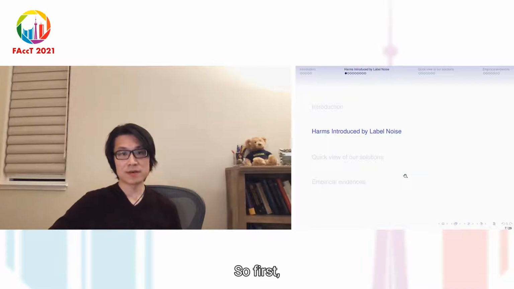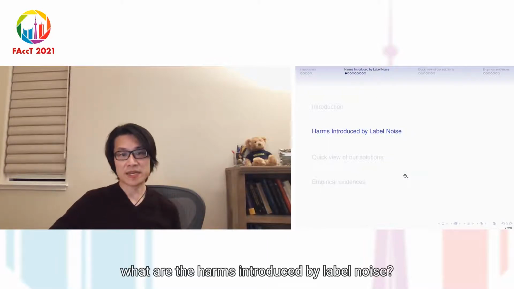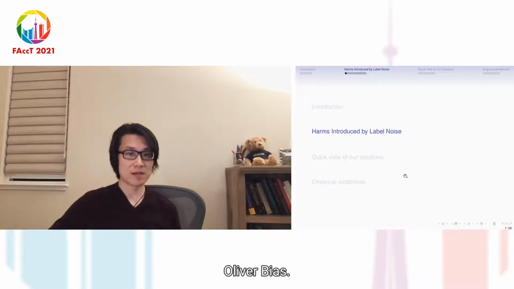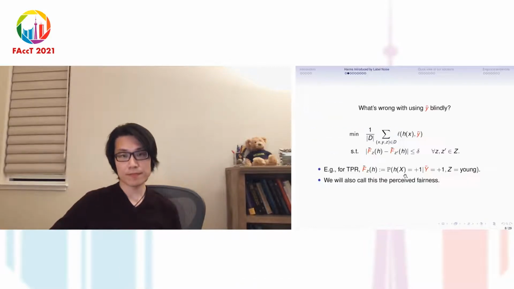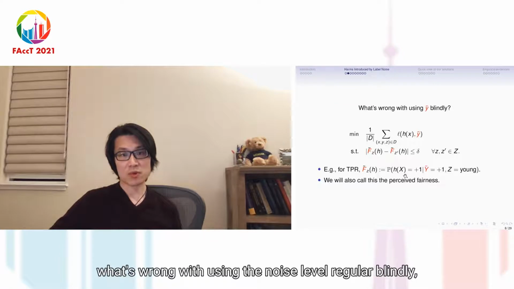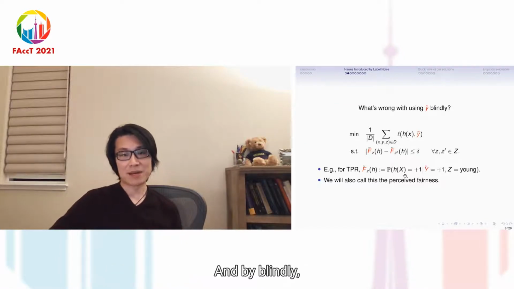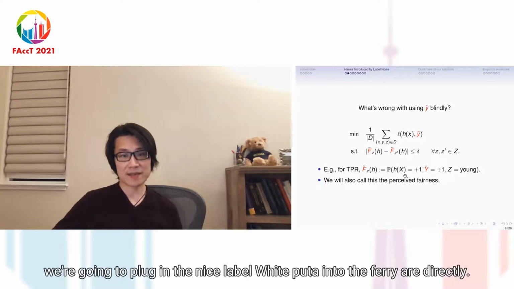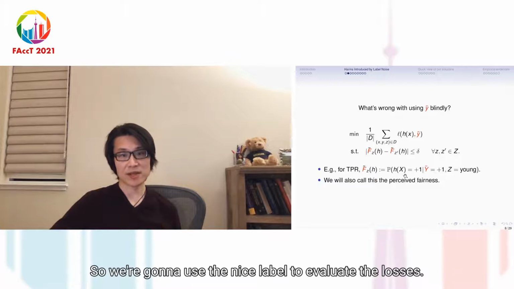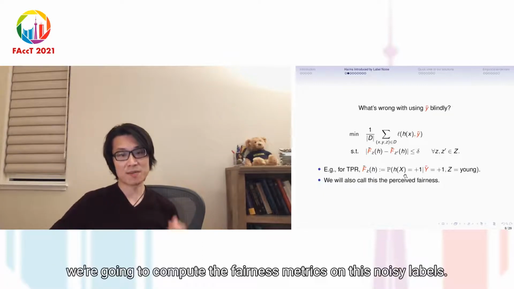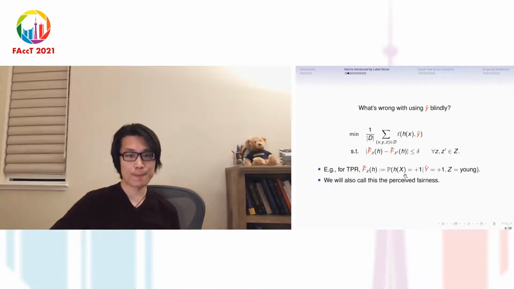Okay. So first, what are the harms introduced by label noise or label bias? By that, I mean, what's wrong with using the noisy label y tilde blindly? And by blindly, I mean we plug the noisy label y tilde directly into the FAIR ERM. We use the noisy labels to evaluate the losses, but we also compute the fairness metrics on these noisy labels.